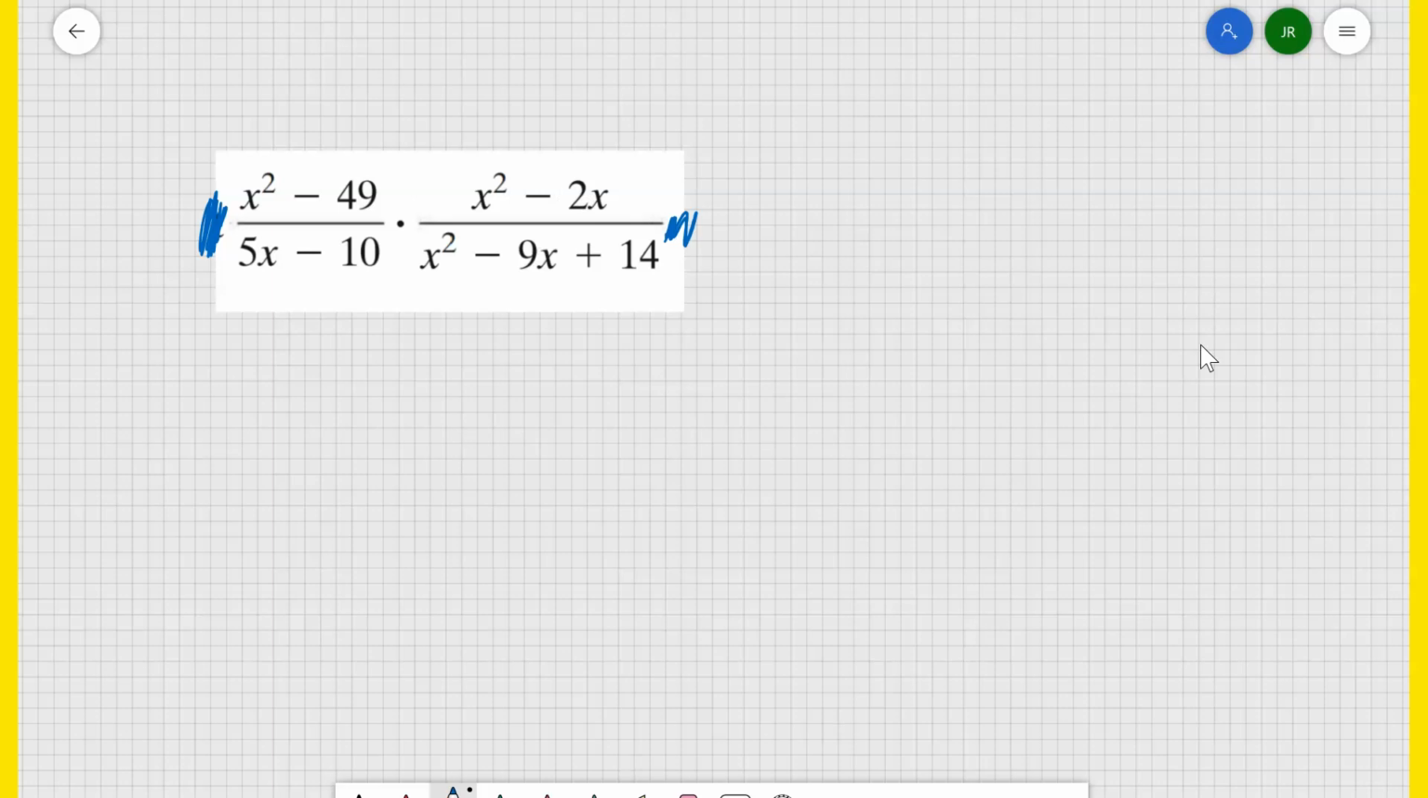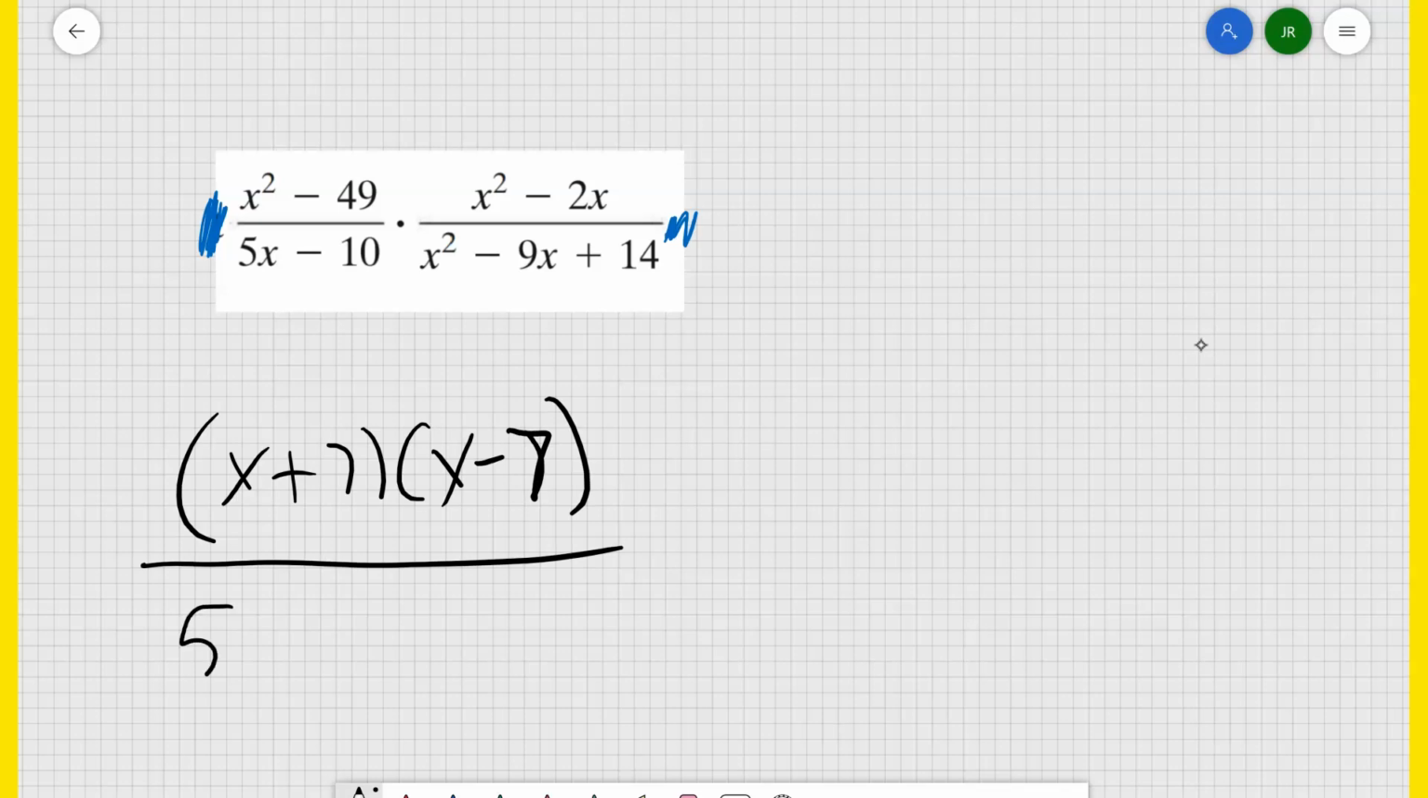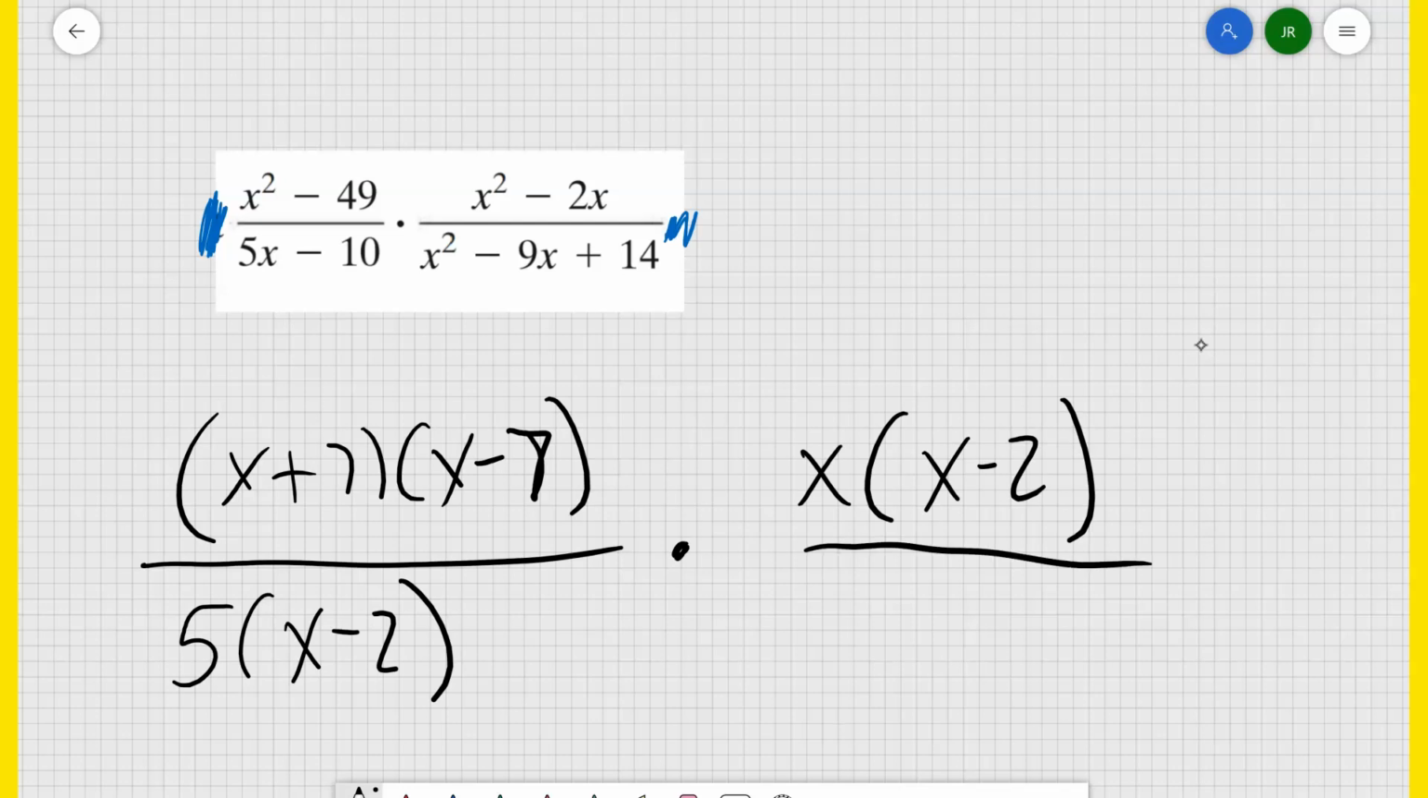Why don't you go ahead and try to factor the top left and the bottom left and the top right and the bottom right. I'm going to rewrite these. The x squared minus 49 factors as x plus 7, x minus 7. The 5x minus 10 factors as 5 on the outside and x minus 2 on the inside. The top right, x squared minus 2x, I factor out an x as the GCF, and it leaves me with x minus 2 on the inside. And the bottom right, x squared minus 9x plus 14 factors as x minus 7 and x minus 2.